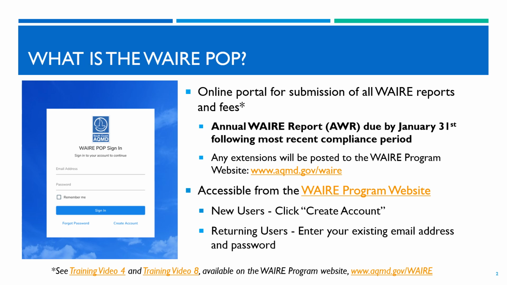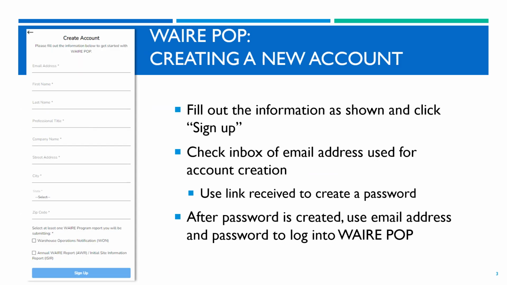The WAIRE POP sign-in is accessible from the WAIRE Program Compliance website. New users will need to create an account. Returning users will enter their existing email address and password to enter the WAIRE POP. After clicking Create Account, users will be directed to this page. Fill out the information as shown and select the WAIRE program report you'll be submitting.